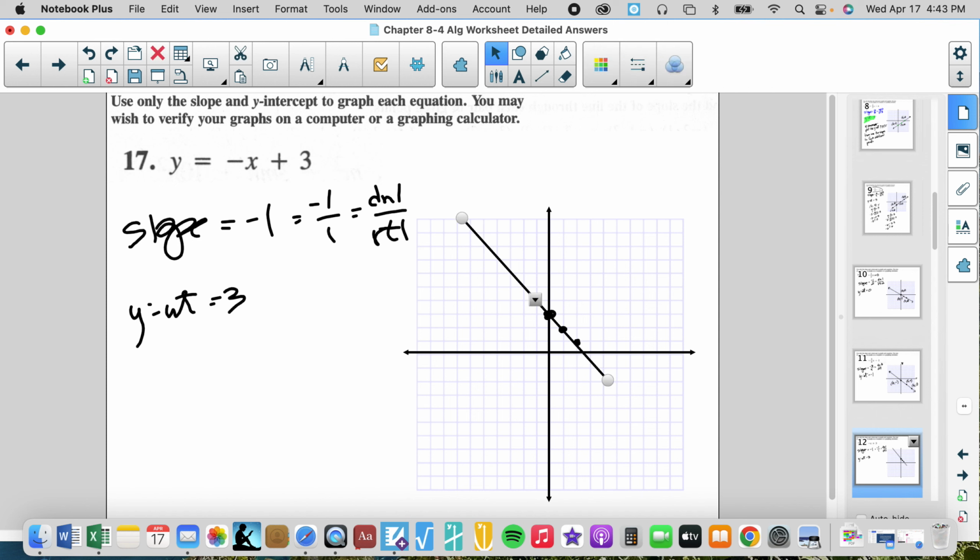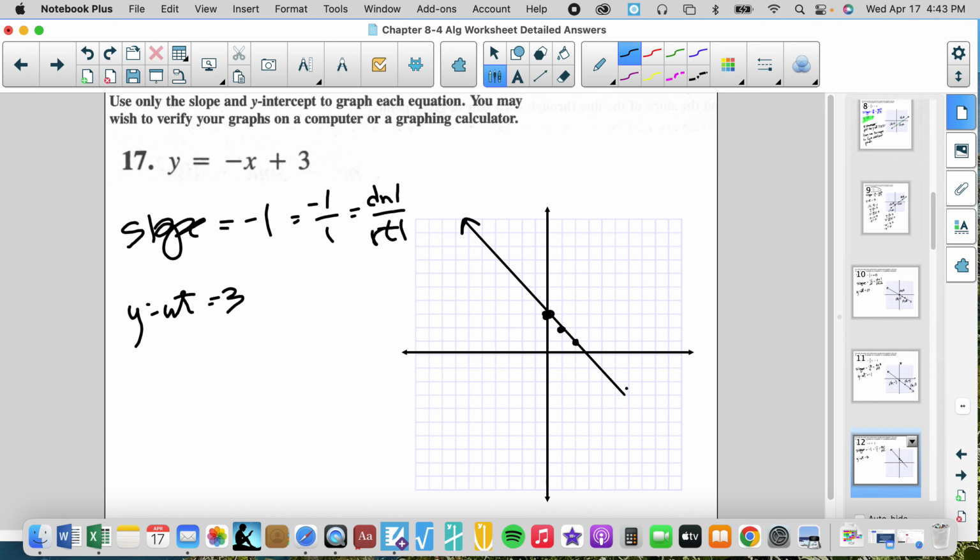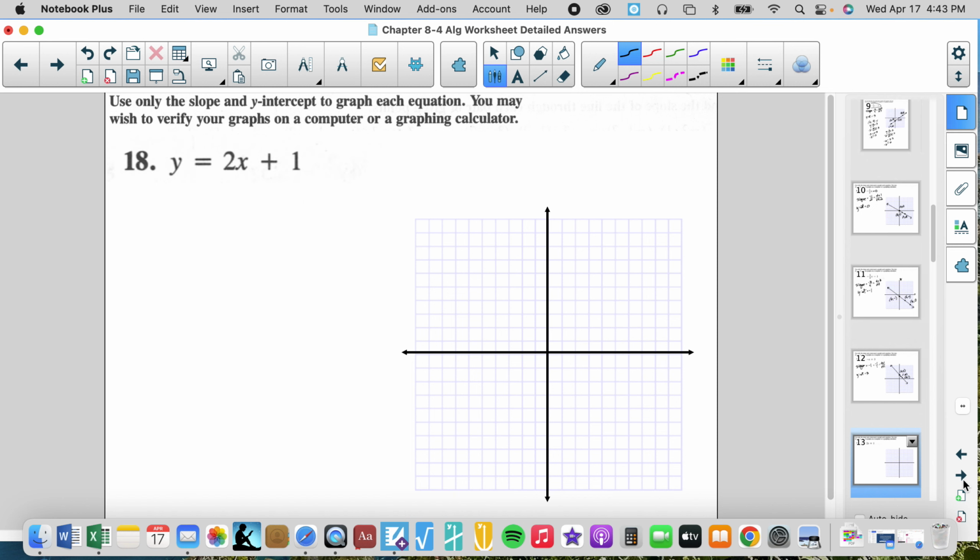We're going to stretch those out a little bit. We're going to put arrows to show that it goes on to infinity and beyond. (1, 2) and (2, 1). Those are my 3 coordinates.